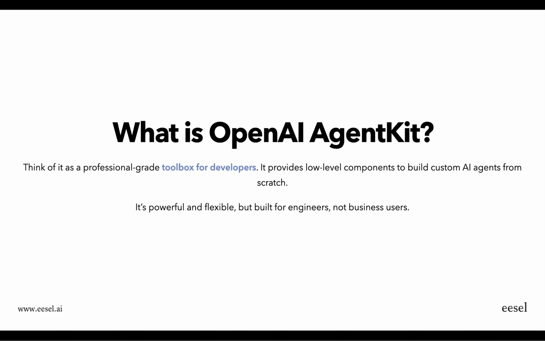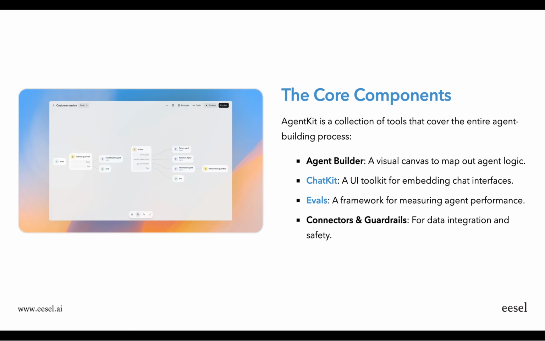So, what exactly is AgentKit? Think of it as a powerful toolbox for developers to build custom AI agents from the ground up. It's incredibly flexible, but it's definitely made for engineers first. Now, AgentKit isn't just one thing. It's a collection of 4 core components. You've got the agent builder, ChatKit for the interface, Evals for testing, and connectors for data and safety.